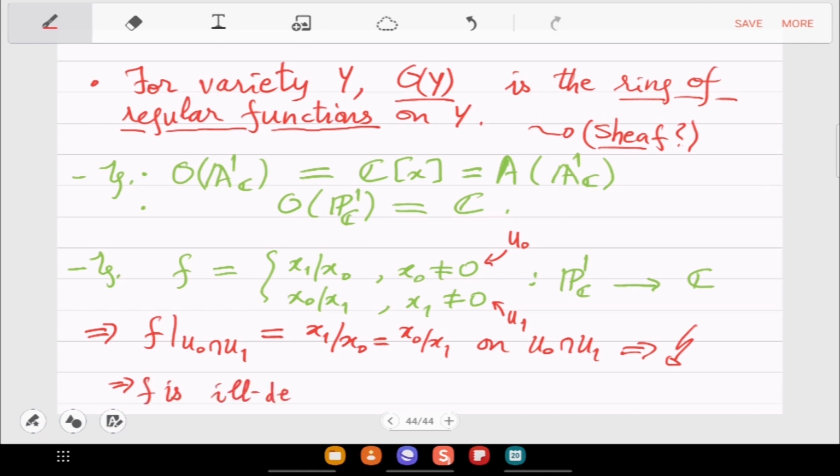So f is ill-defined at U0 intersection U1. So in particular, it cannot be a function or a regular function. Yeah, so this is the content of that proof sketch I gave. You may think that by giving different g by h in different local patches, the definition will be satisfied, but then the problem will be that when you look at the intersection of these patches, the g by h will not match.